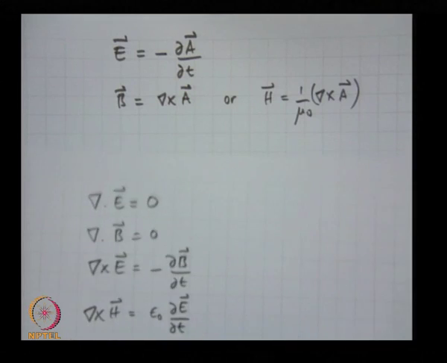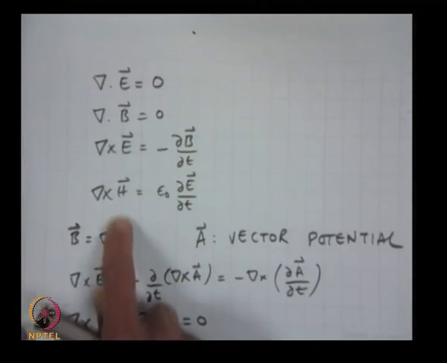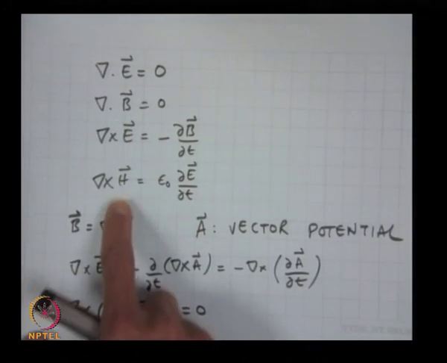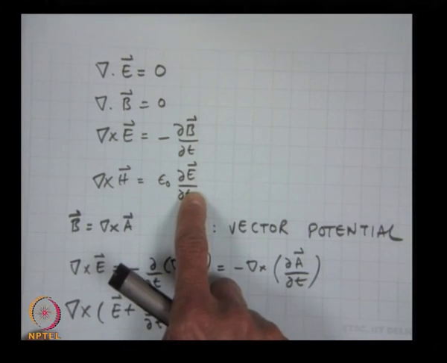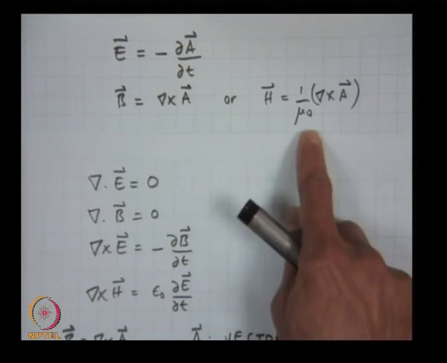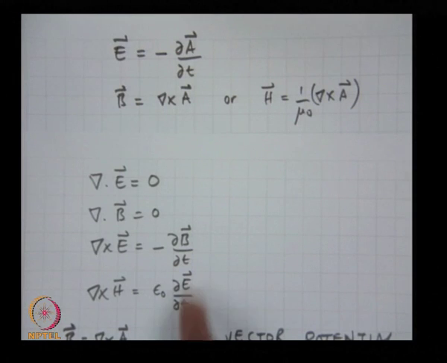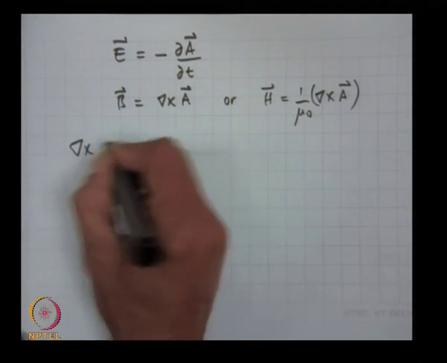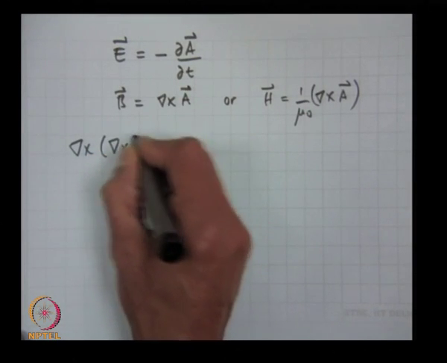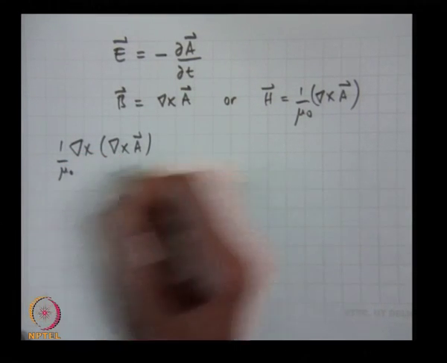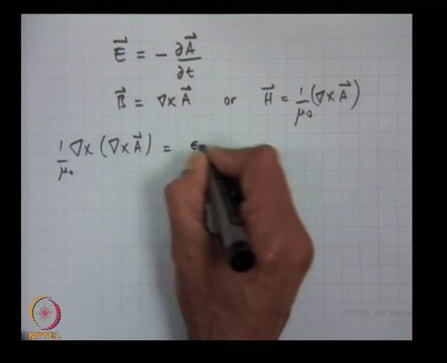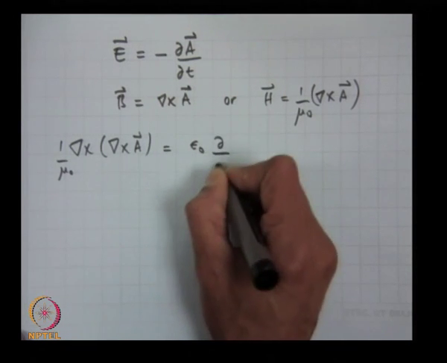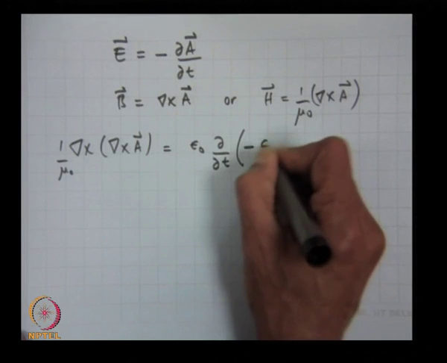So what is the equation satisfied by A? I substitute into the fourth equation now the value for H and the value for E. So H is 1 by mu naught curl A and E is minus del A by del t. So I will get curl of curl A with 1 by mu naught is equal to epsilon 0 del by del t of minus del A by del t.